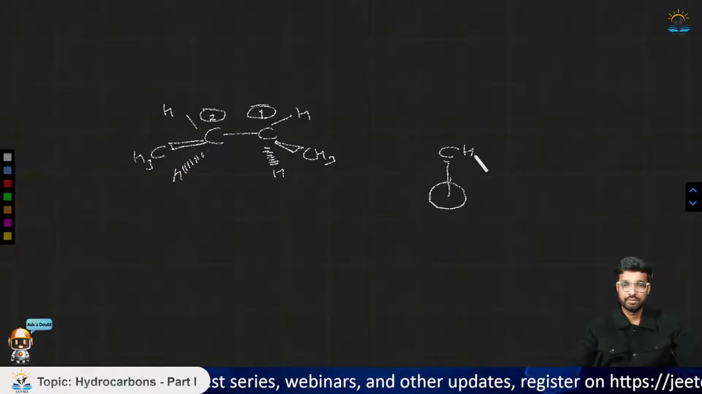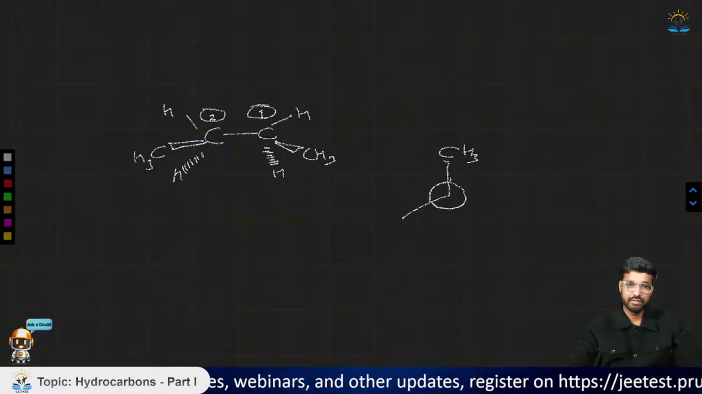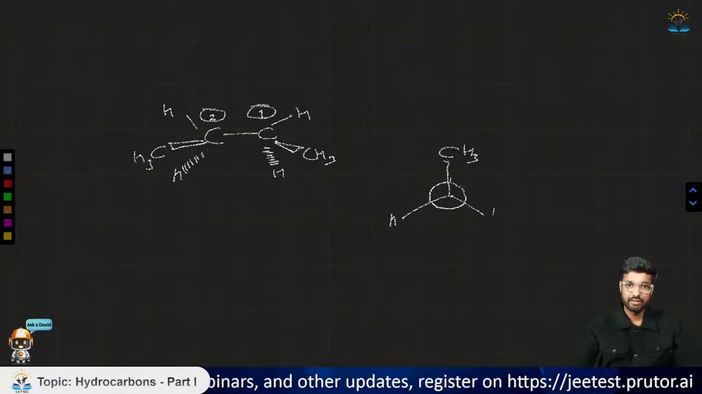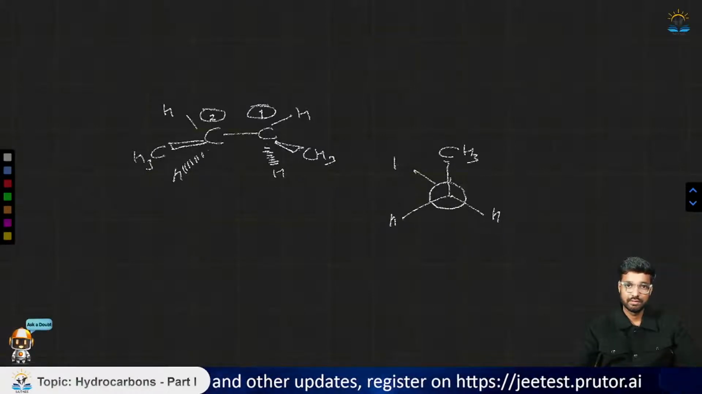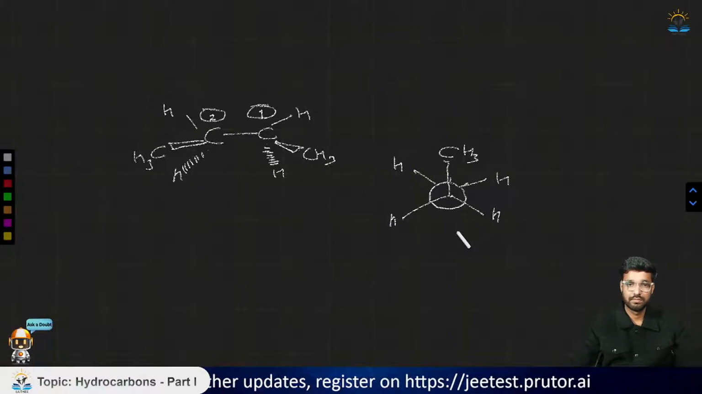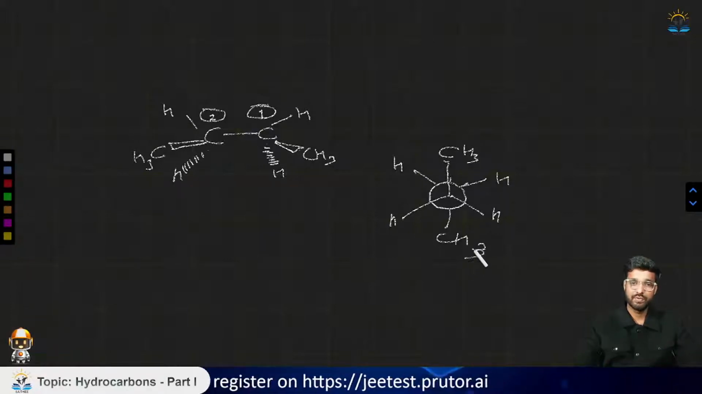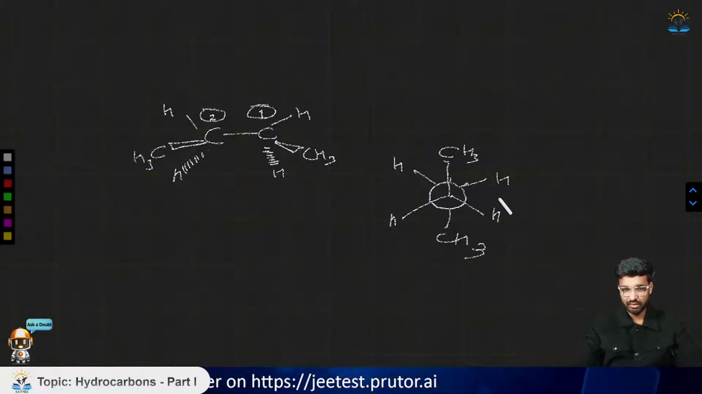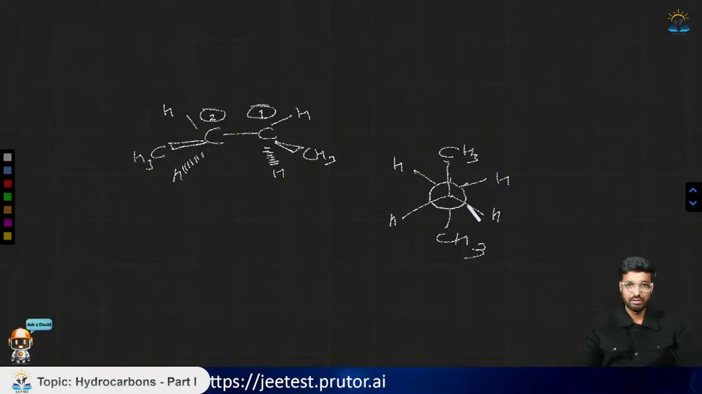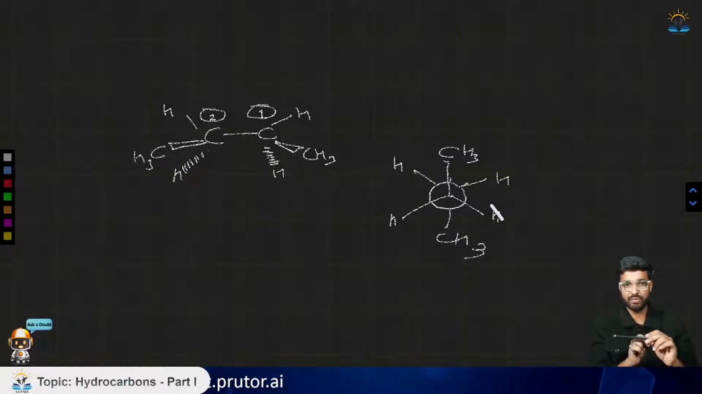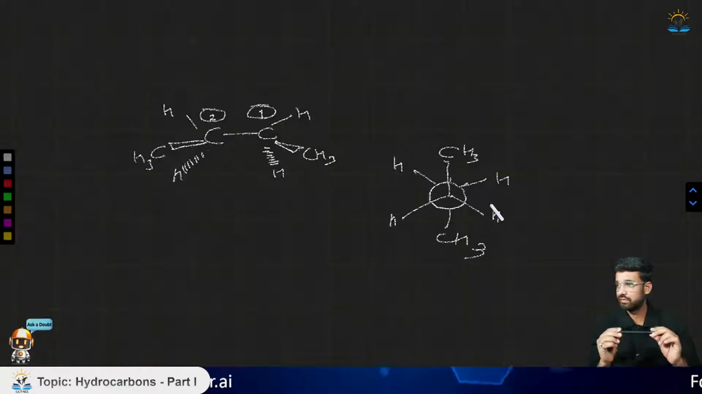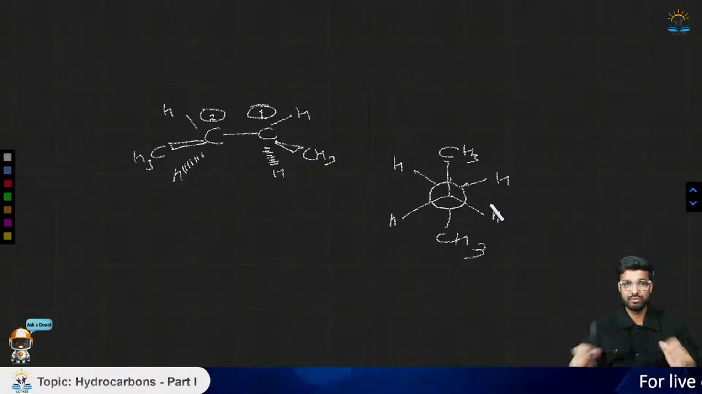Okay, so here is the CH3 that we have, here is the H, and here is the H. So let us draw the dash wedge from this structure. Now, if you look at this structure, if you take the side angle, suppose this is the middle bond between both of the carbons.